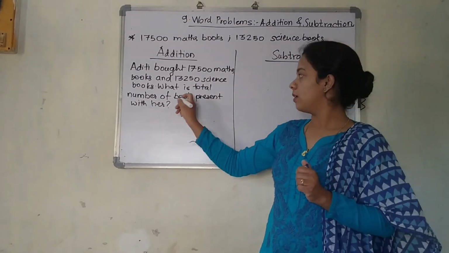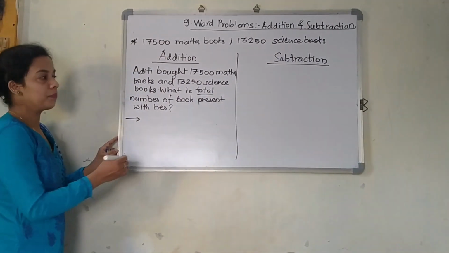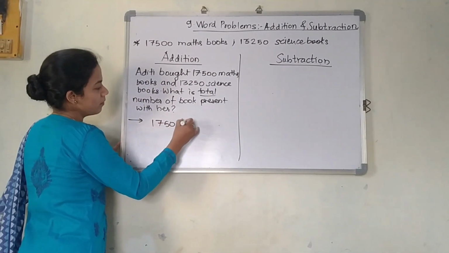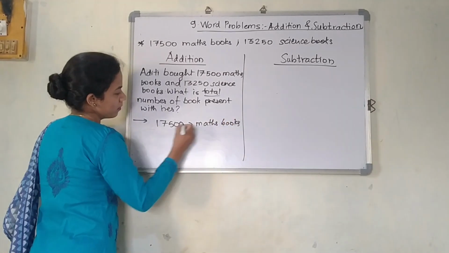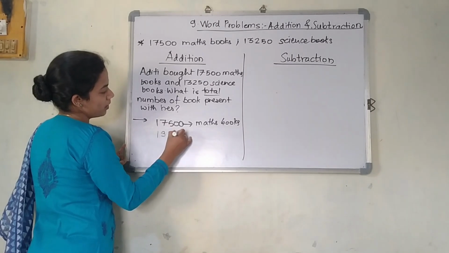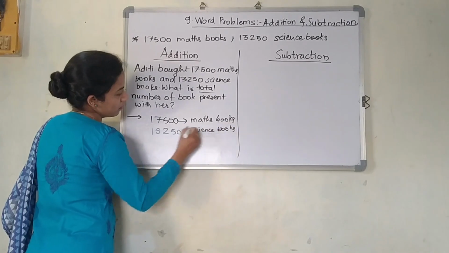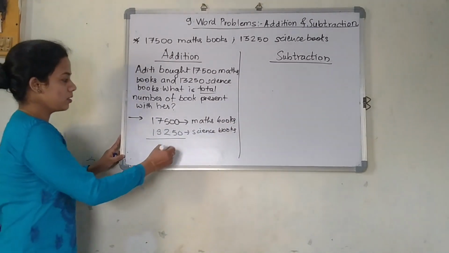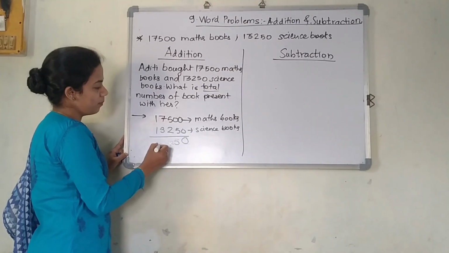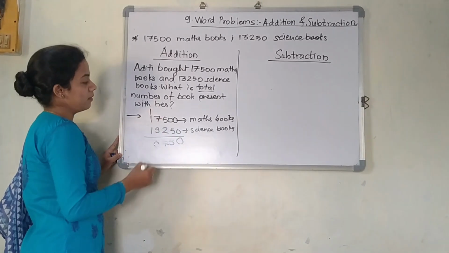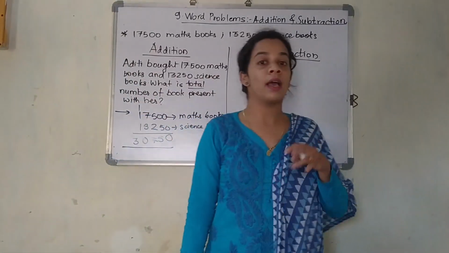You can clearly see the word total is used, so we are going to do addition. How am I going to solve this? 17,500 I will write, which is maths books. 13,250 is science books. Addition of these: 0 plus 0 is 0. 0 plus 5 is 5. 5 plus 2 is 7. 3 plus 7 is 10. And 1 plus 1 plus 1 is 3. So this is the total number of books she has right now.